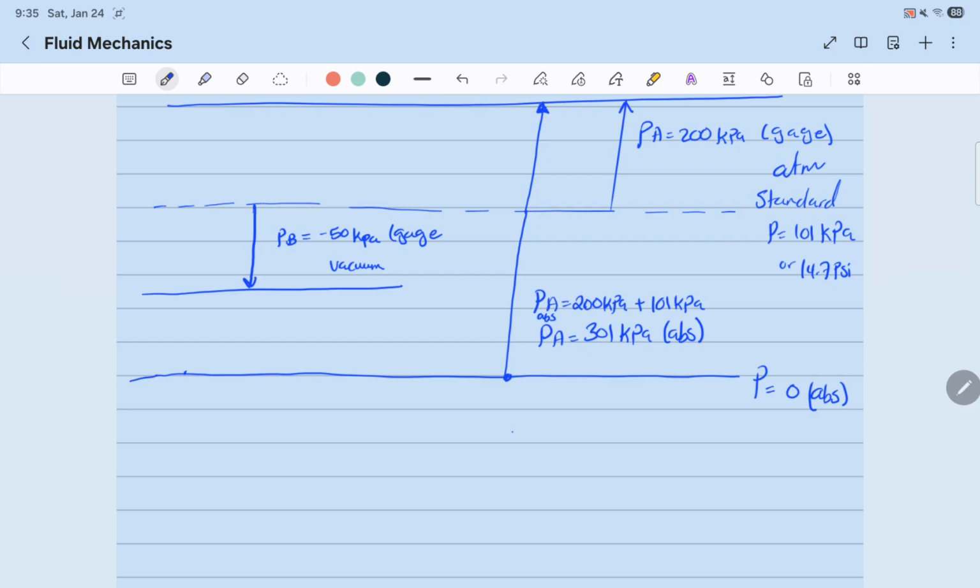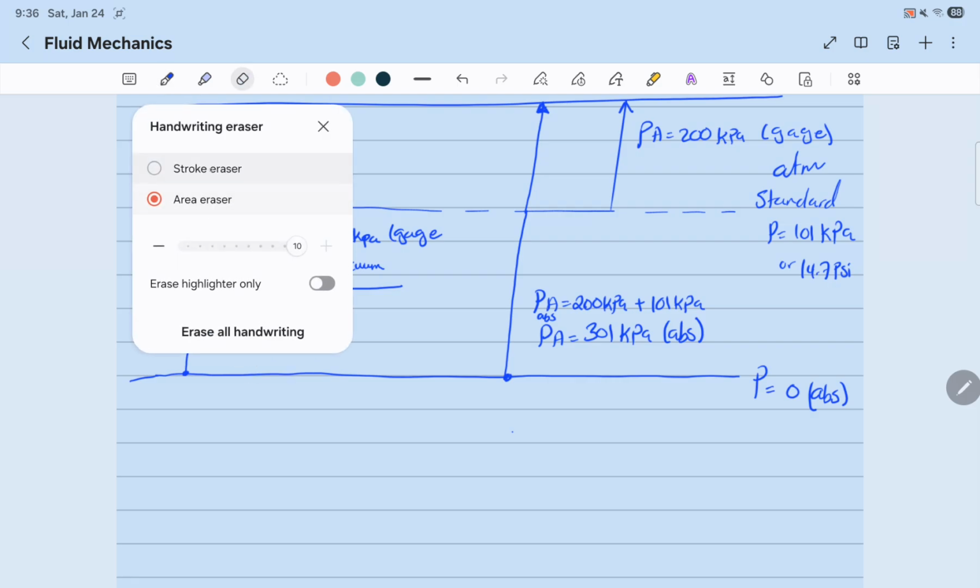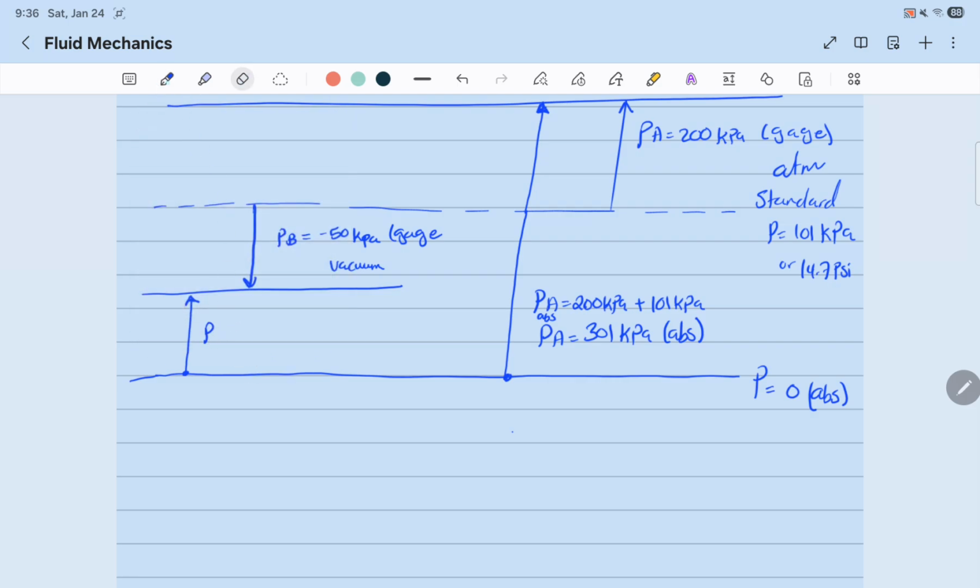Okay, now we're asked to find the absolute pressure of B. Again, we have to start from a reference point of 0. We'll go all the way up. Therefore, the absolute pressure of B equals, well, we know that the atmospheric is 101 minus 50, we'll get the absolute. Therefore, 101 kPa minus 50 kPa.